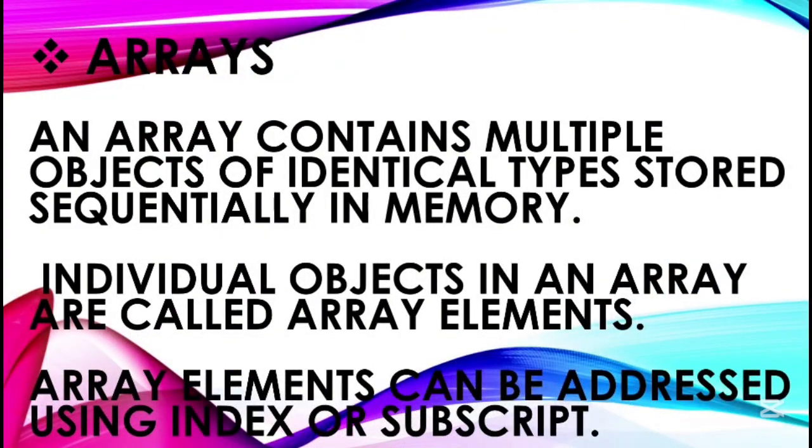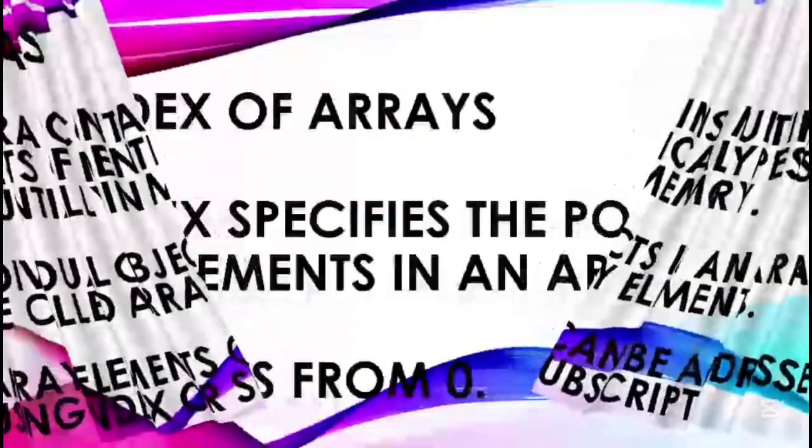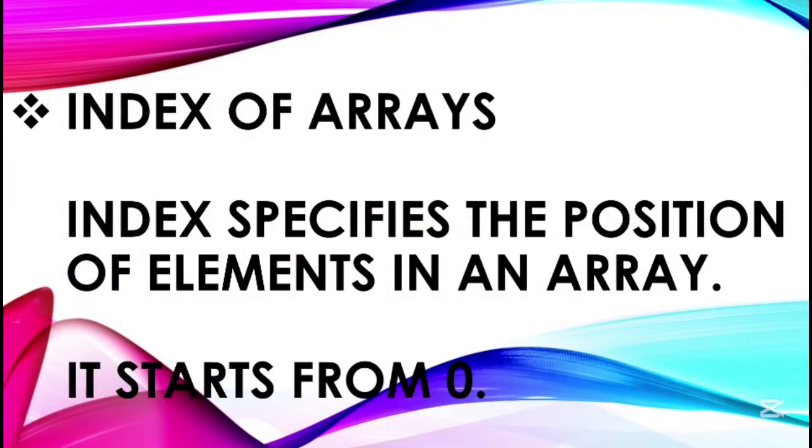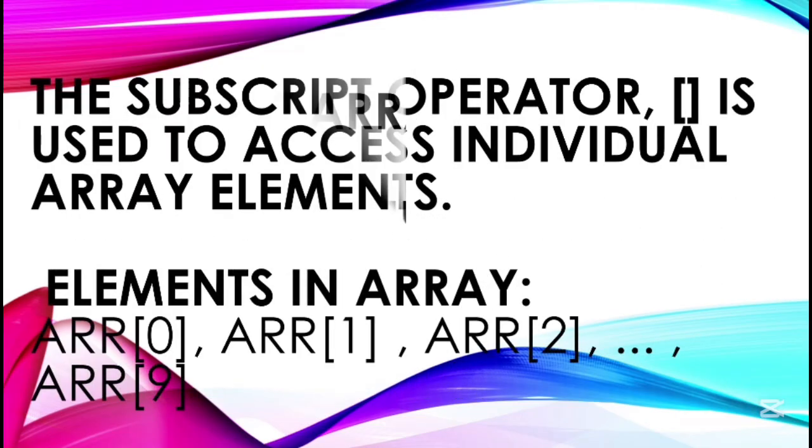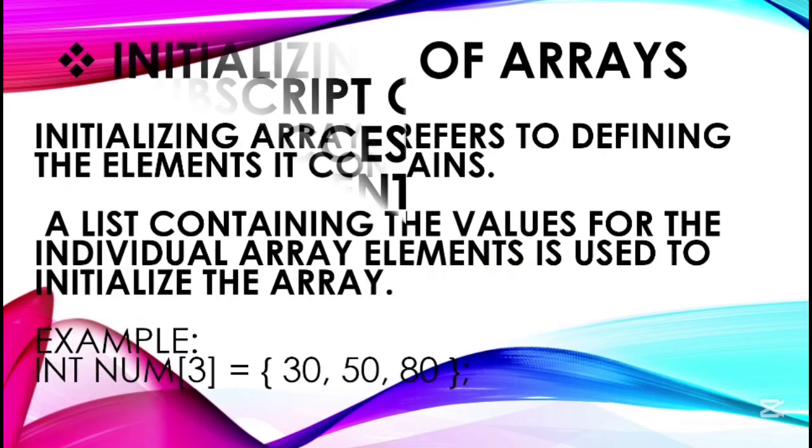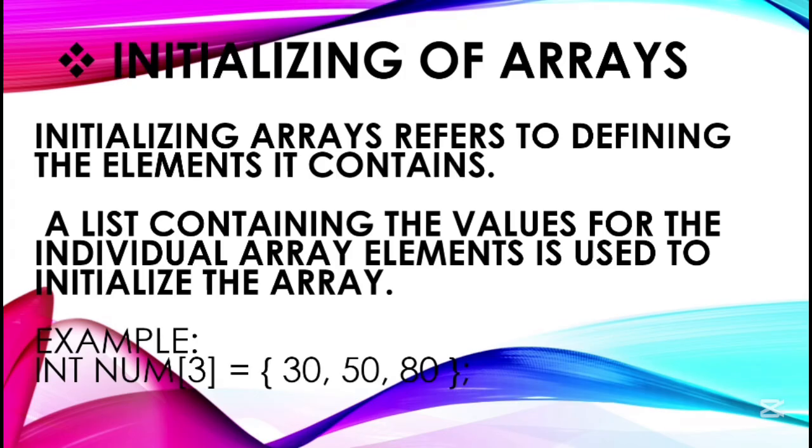Now we come to arrays. Arrays contain multiple objects of identical types stored sequentially in memory. Individual objects in an array are called array elements. Now we come to the index of arrays. The index specifies the position of elements in an array. It starts from 0. In the example there, we can see 4 values, but when you are counting them, the first value is counted as 0.